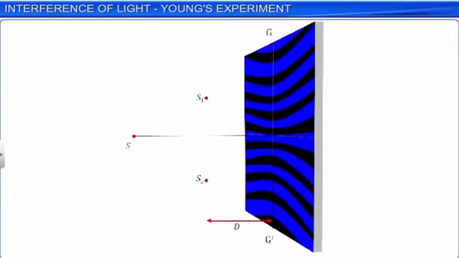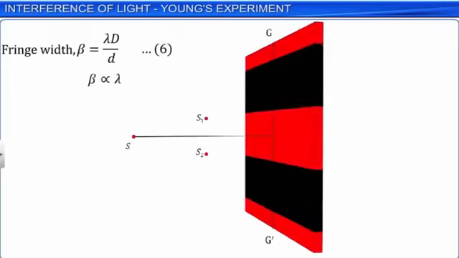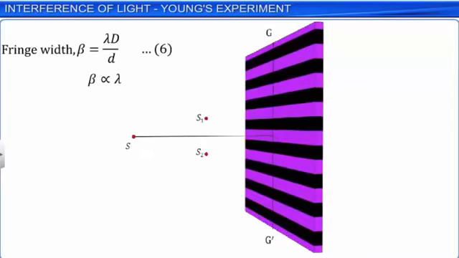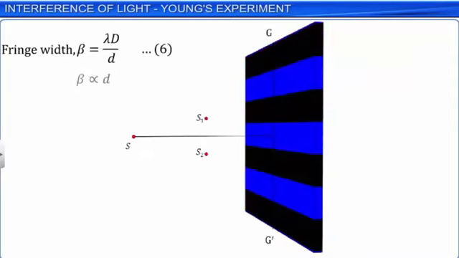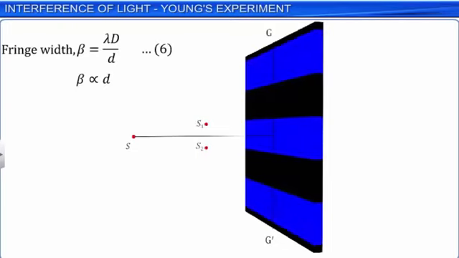Now look at equation 6 once again. The fringe width of an interference pattern is directly proportional to the wavelength of the interfering light waves. The fringe width is maximum for red light and minimum for violet light. The fringe width is inversely proportional to the distance d between the two sources S1 and S2. If we decrease the distance between the two sources, the fringe width increases.